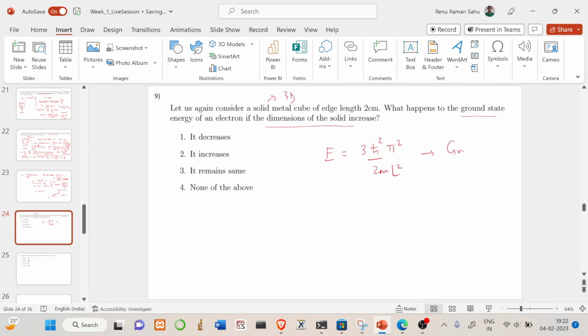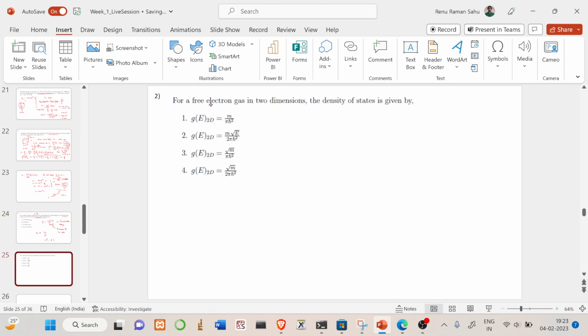So this is the ground state energy level. What will happen if the dimensions of the solid change? The only dimension of the solid coming into play here is L. So the ground state energy is inversely proportional to the square of the dimension. Now if the dimension L increases, then E, since it is inversely proportional, will decrease.